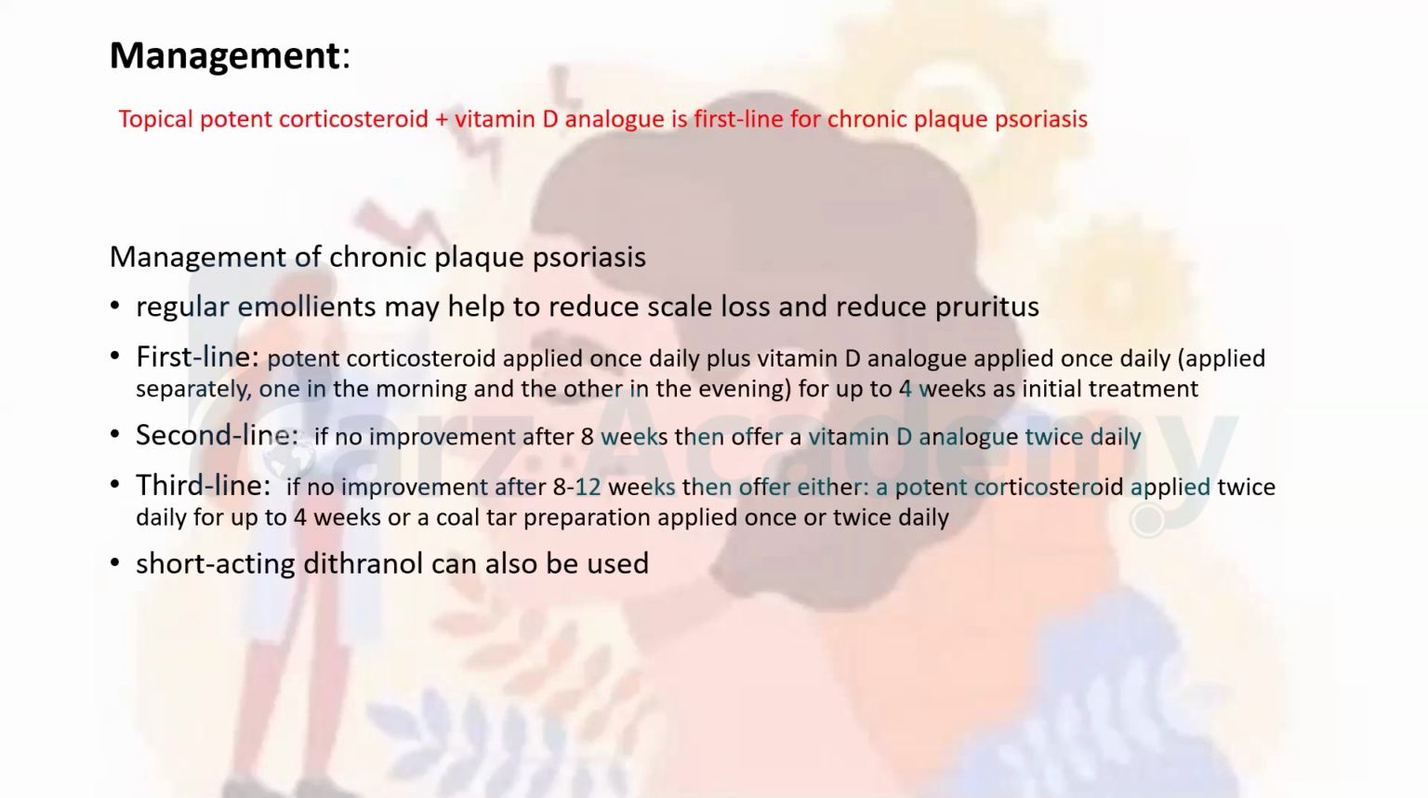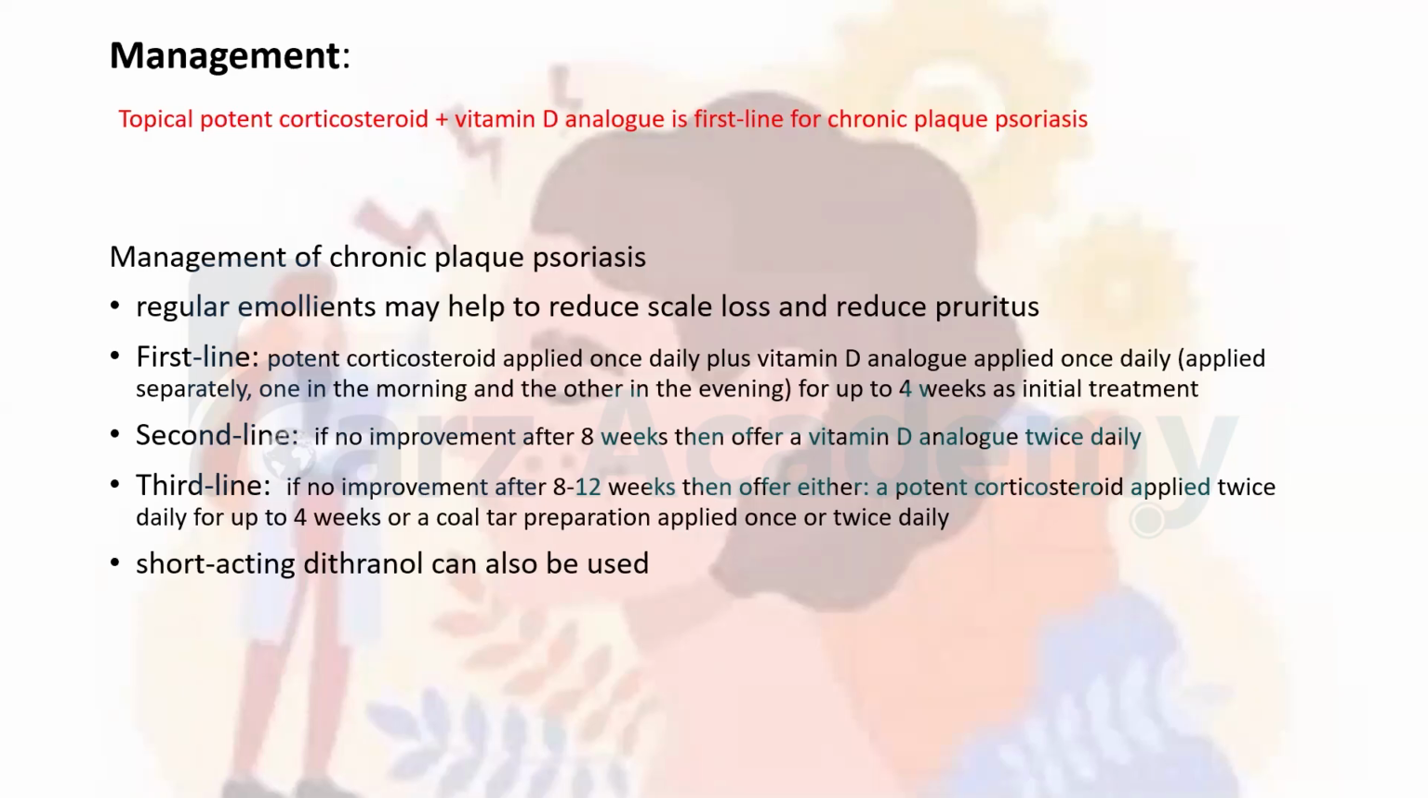Okay, after 8 weeks of therapy with first line agents, if it is not resolving, then you give a vitamin D analog twice a day. Then if it is not resolving with 8 to 12 weeks of second line therapy as well, then you go for the third line. Here you give a potent corticosteroid, which is applied twice daily for up to 4 weeks, or also a coal tar preparation, which is applied once or twice daily.